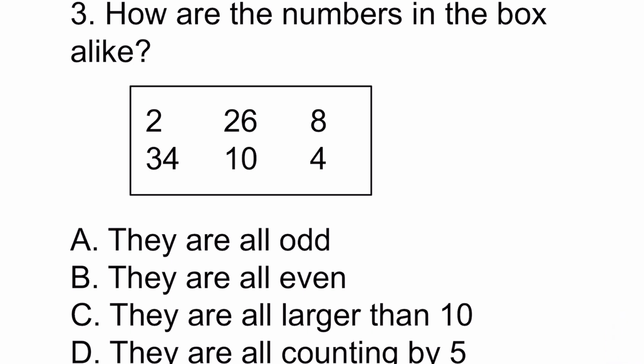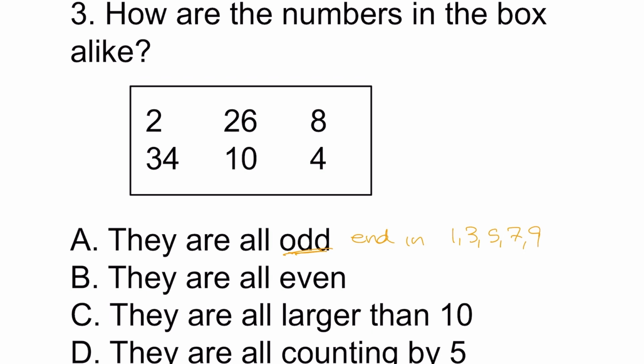Next for number 3, how are the numbers in the box alike? So we have 6 numbers in the box: 2, 26, 8, 34, 10, and 4. And here, these numbers look kind of random, so you just go through all the choices and use process of elimination. Choice A says that they're all odd. Well, that's not true, because all odd numbers end in 1, 3, 5, 7, or 9. And none of these do, so they're not going to be odd at all.